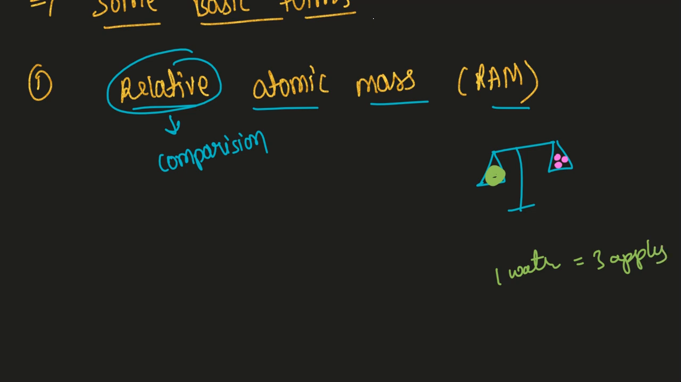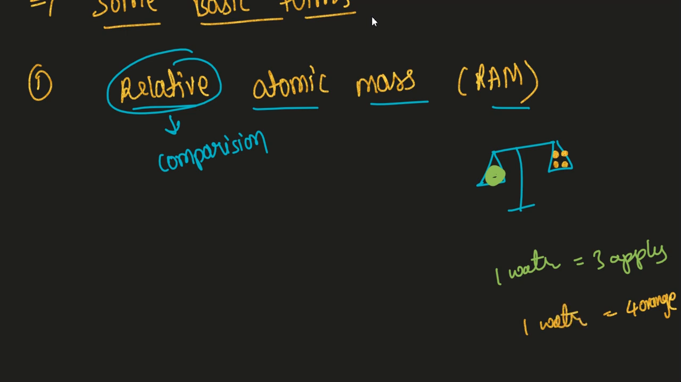Now, next time, I'm going to remove the apples, and I'm giving some other fruit, like orange. Now what can you say? The weight of 4 oranges is nothing but 1 watermelon.